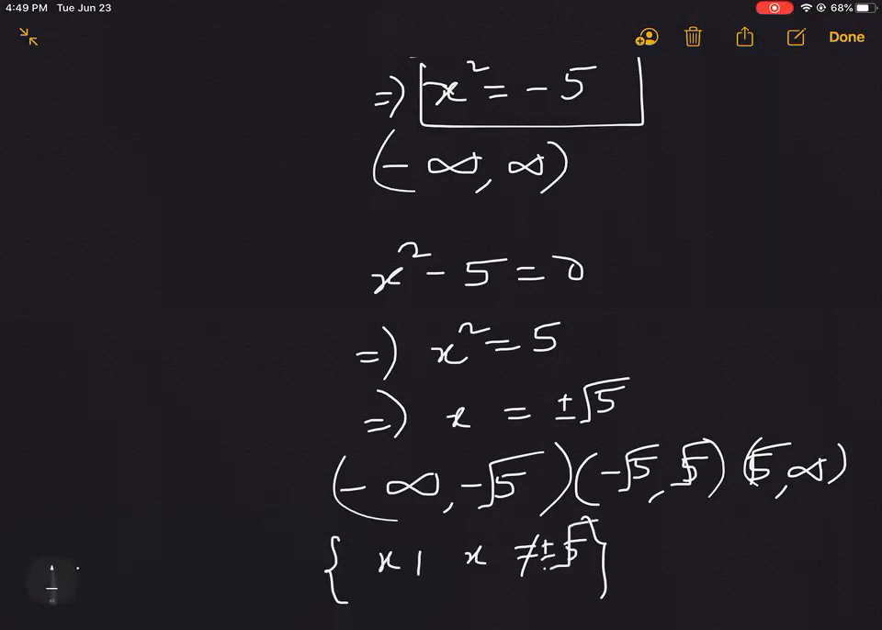So whenever you have a fraction, you need to set your denominator to 0 and see for which values of x your denominator becomes 0. And apart from those, everything else will be your domain.